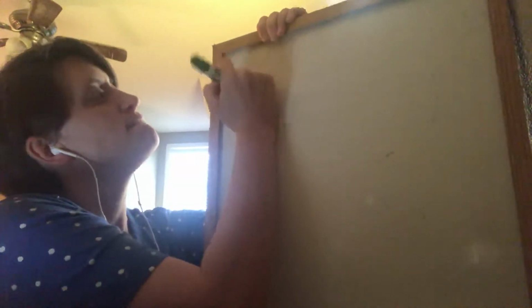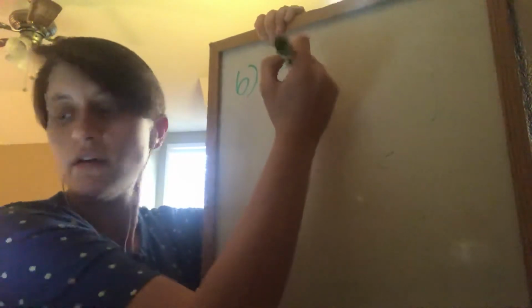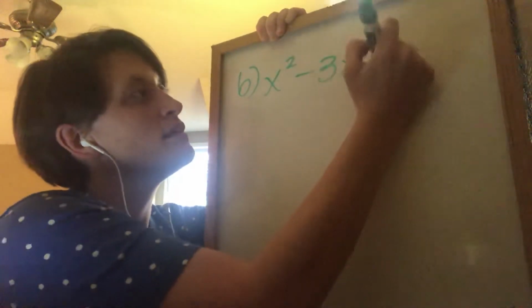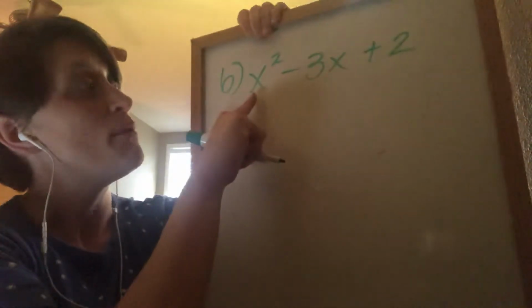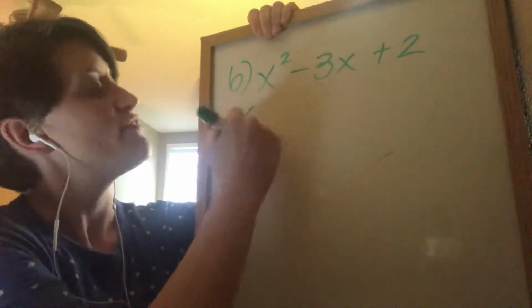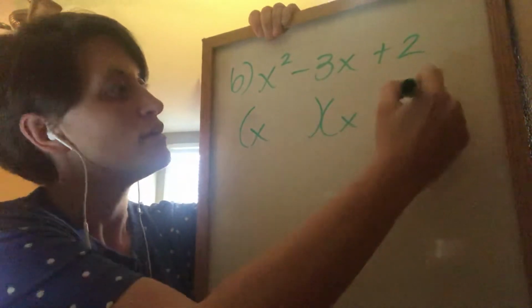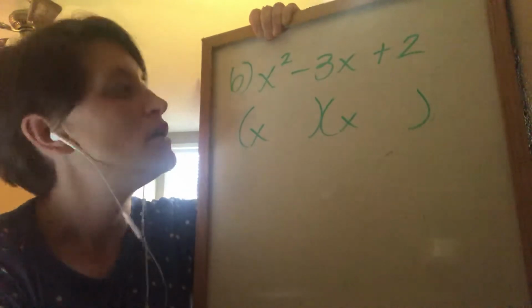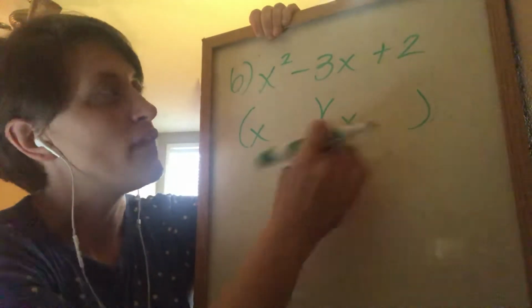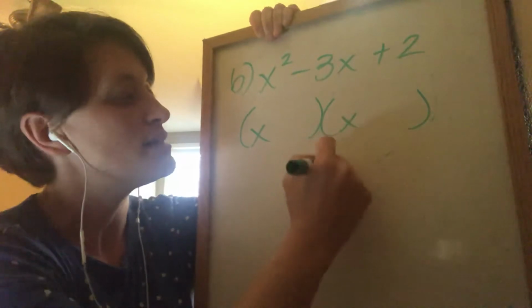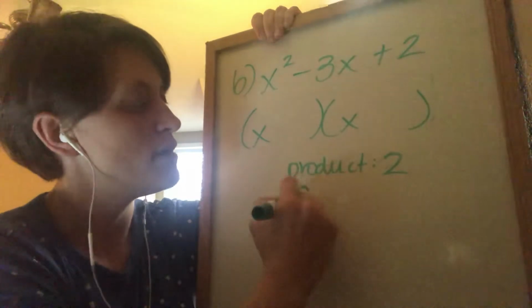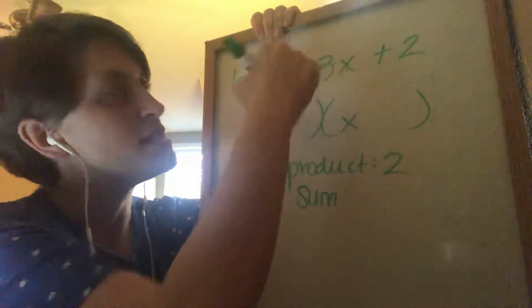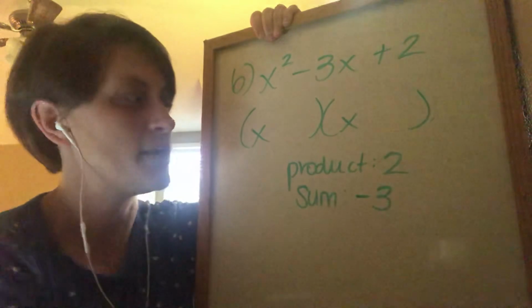Okay, let's look at this next one: x squared minus 3x plus 2. Once again, we have a leading coefficient that is 1, so we know our factors are going to look like that. These two factors have to have a product that is the same as the constant term, so positive 2, and a sum that is the same as the middle coefficient, so negative 3.